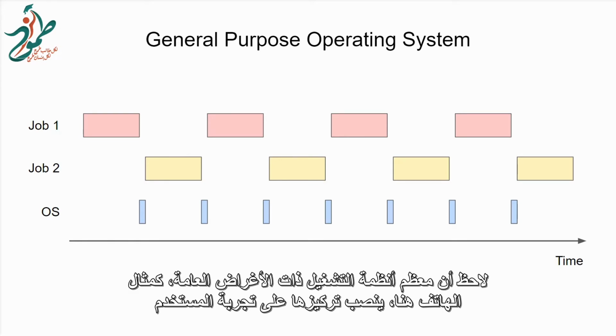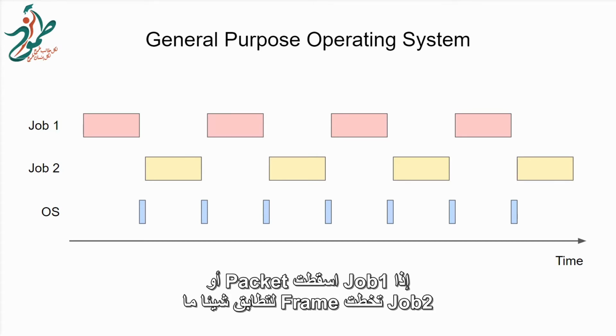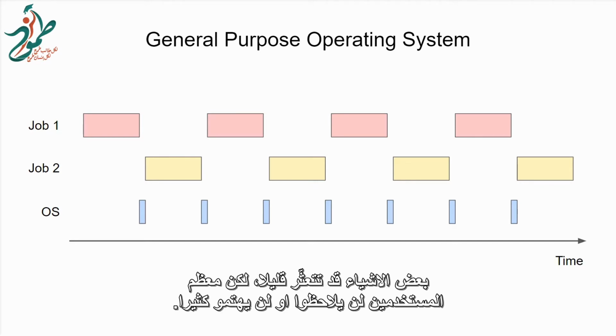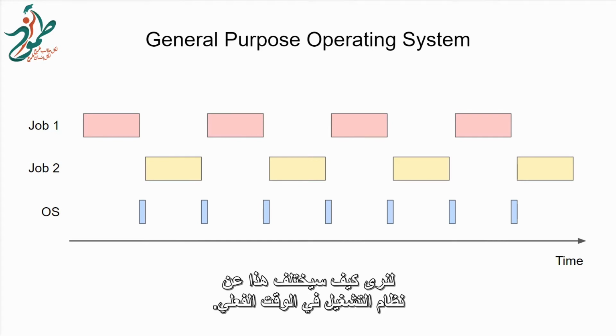Note that the focus for most general-purpose operating systems, like our phone example here, is on user experience. If Job 1 drops a packet, or Job 2 needs to skip a frame to catch up, things might stutter slightly, but most users shouldn't notice or care too much. Let's see how this differs from a real-time operating system.